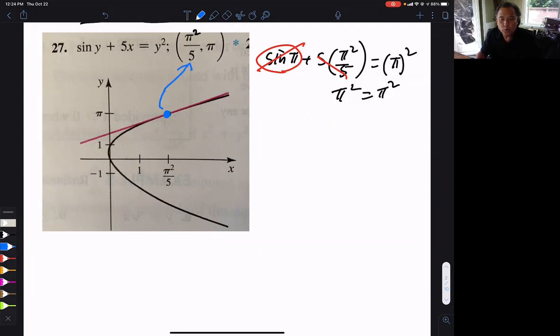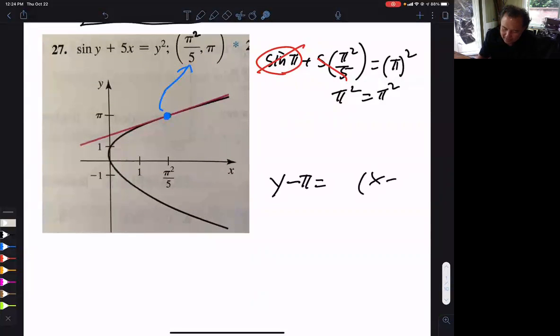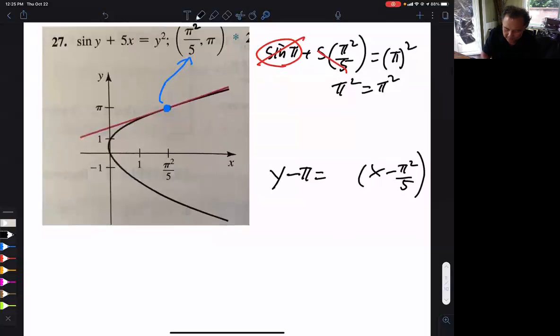So now they want the equation of that red line. That's easy. It's y minus that equals, and it's x minus that. So I put pi squared over 5. All I need is a slope of this red line. And what tells us the slope? The derivative. So let's find the derivative.